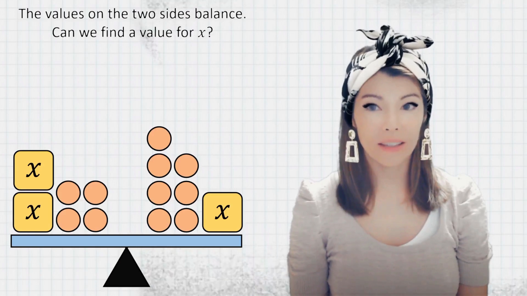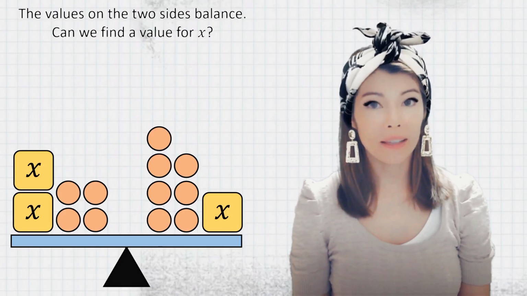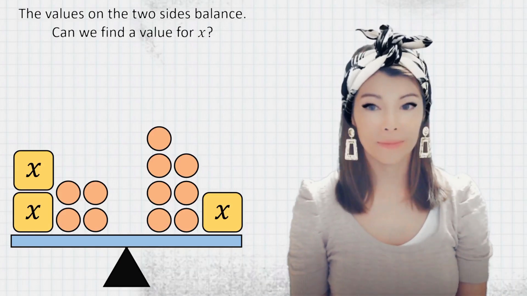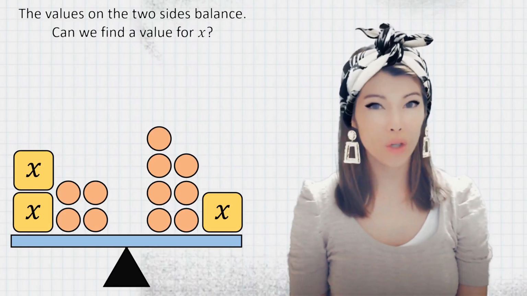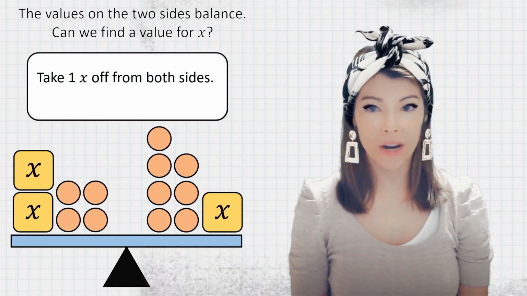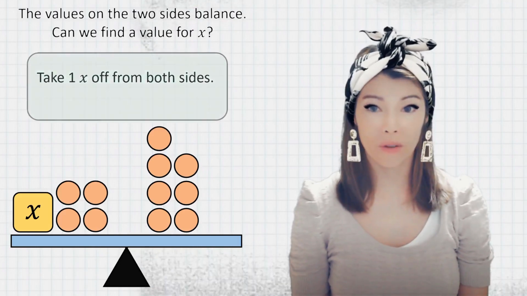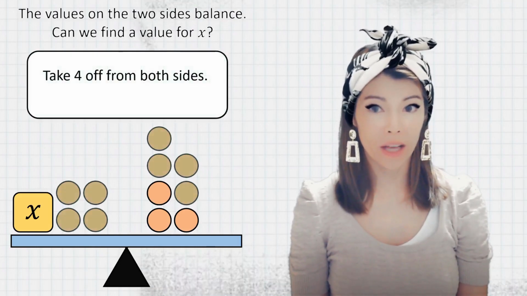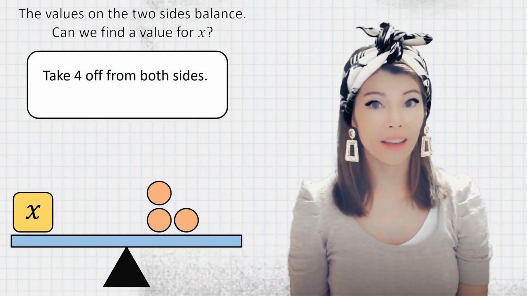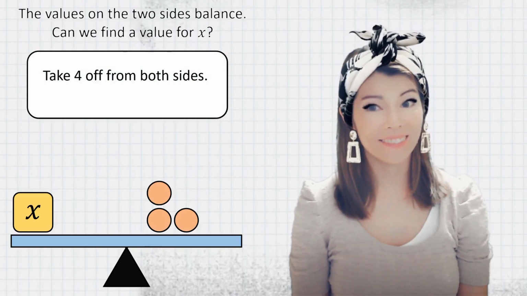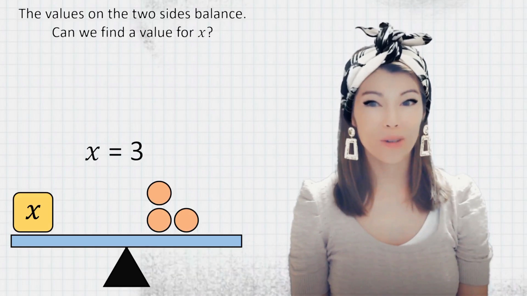So have a look at this. The values of the 2 sides balance. Can you find what x is? So have a look at the picture. What can you do? We could get rid of 1x from each side. And then what else could you do? We could get rid of 4 balls from each side. And now we have x is equal to 3. That's our answer. Let's try another one.